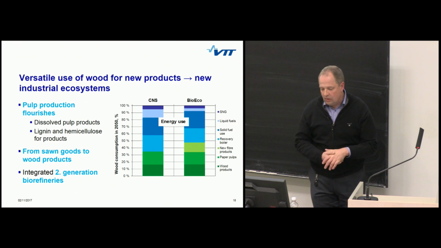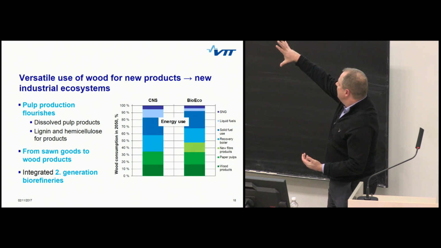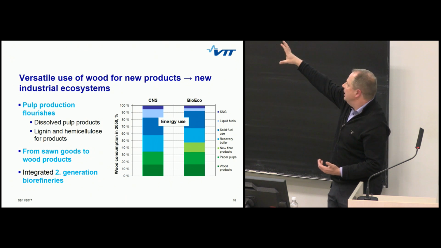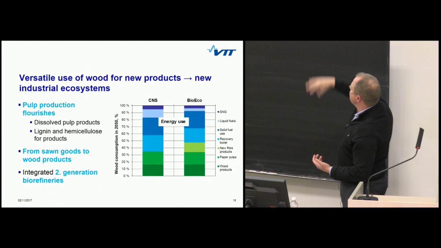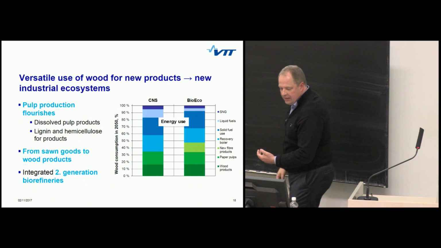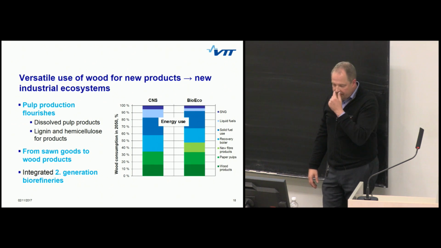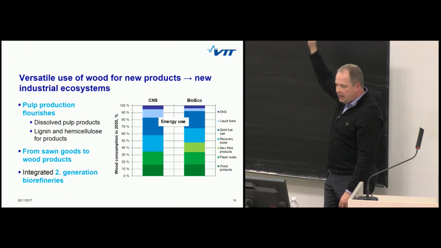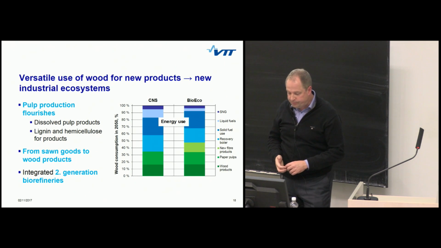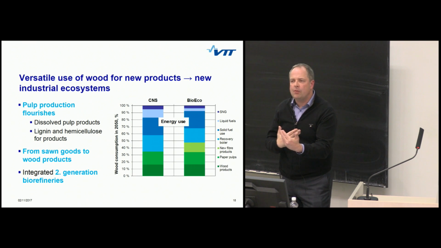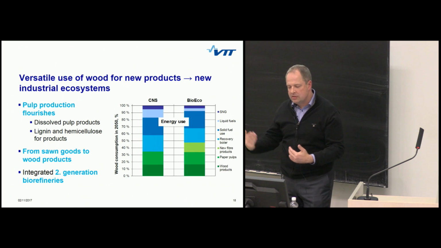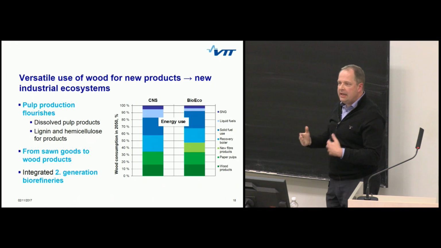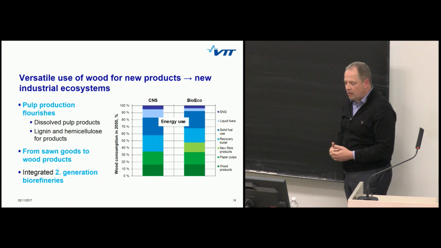So looking at that, we focus on new products. And here you can see how the wood is being used for different applications. I think you can see the biggest change between the CNS, which is the energy-only scenario, and the Bioeco, which is the 'let's focus on high value products and see what's left for energy' scenario. You can see that considerably more biomass ends up in energy use rather than in product use.